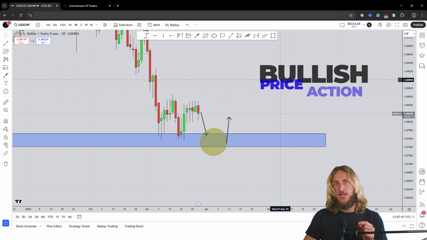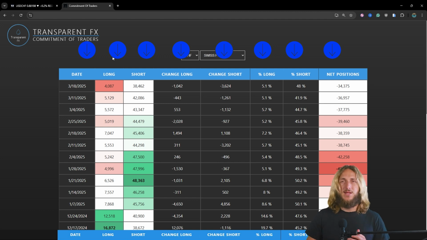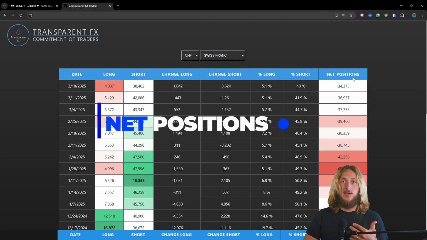Now, speaking about institutional longing, if we go and see what we have when it comes to the commitment of traders, so what the big players in the market are doing, and we look at the data precisely for the CHF, what we can see is that with the last reports, net positions have clearly been slightly increased. We went from having minus 43 to minus 34k net positions.